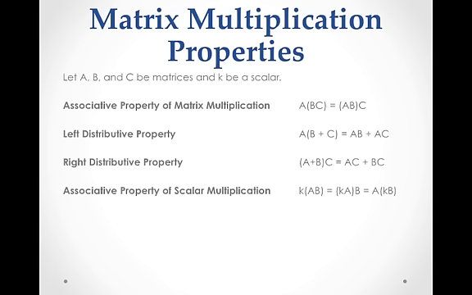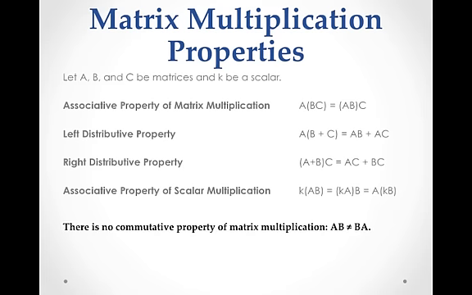Okay, we don't have AB equals BA because that's just not true. There is no commutative property of matrix multiplication. AB does not equal BA.